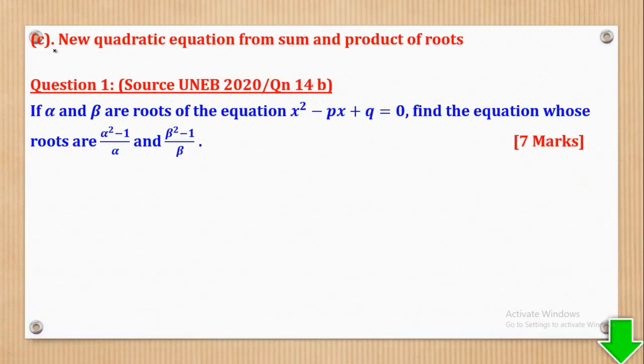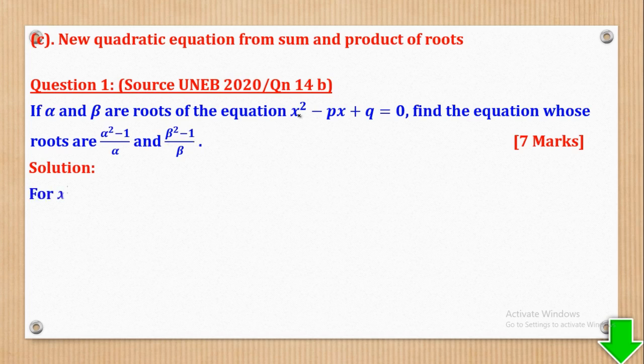So now we shall go to the third part where they want any quadratic equation given the roots of that equation. For example, they will give you a quadratic equation and its roots. Then they tell you to find another quadratic equation whose roots are also given. For example, question 1 came from UNEB 2020, that is last year, paper 1, question 14b, and says, if alpha and beta are roots of the equation this, find the equation whose roots are this and this. So in that case, we have to remember that the quadratic equation is given by x squared minus sum multiplied by x plus product equal to 0. When you remember that, then you can easily answer such a question.